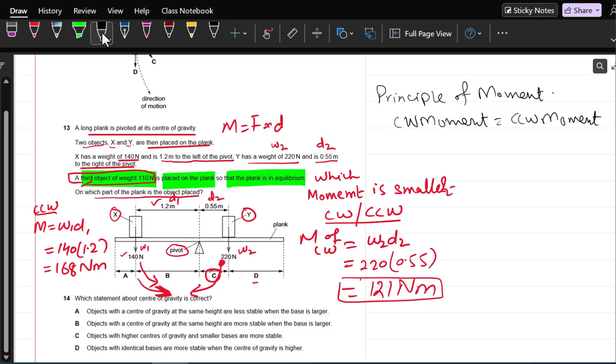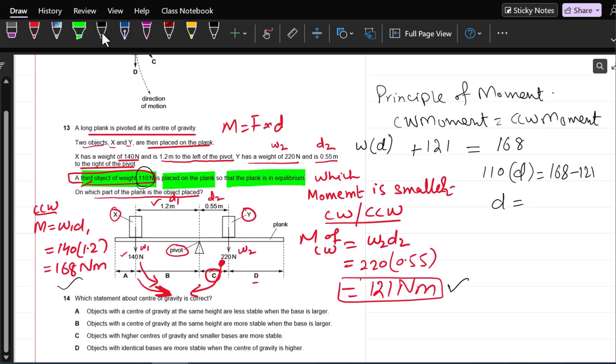So in this case, clockwise moment is going to be 121, plus the weight that is 110. I name it as W, and this distance D we have to find is equal to 168. This is anti-clockwise moment. So 110 times D is equal to 168 minus 121. So D is equal to, if you subtract these two values, you get 47 divided by 110. If I divide these values, I am getting D is equal to 0.42 meter.